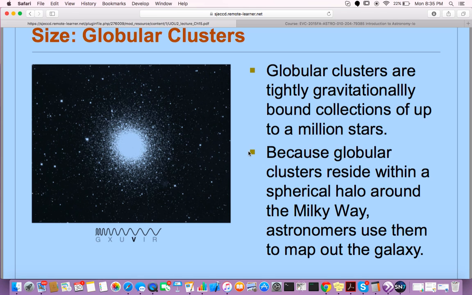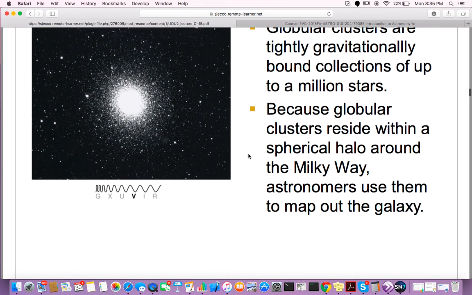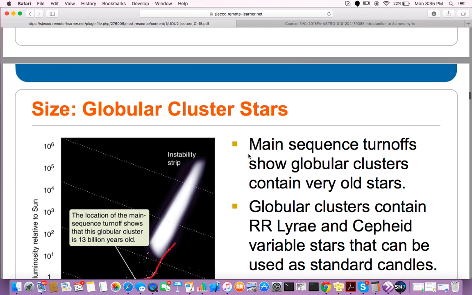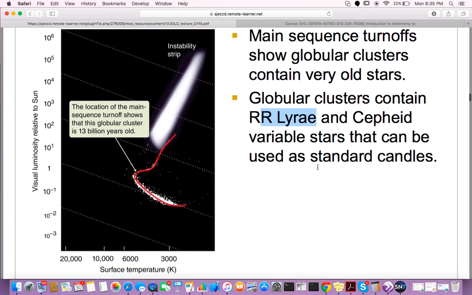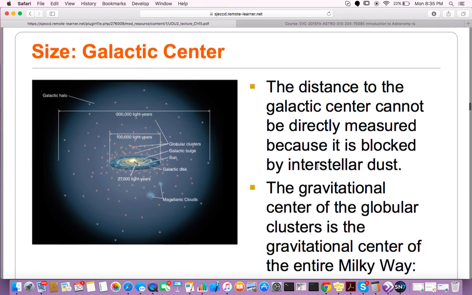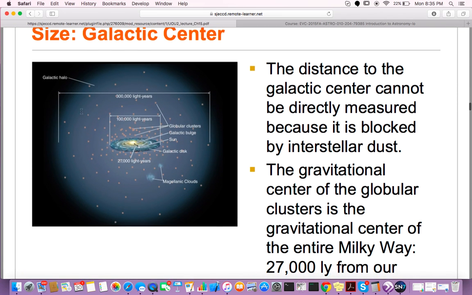And then he used the relation between the periodicity of these RR Lyra stars and their magnitude, their brightness, to establish distances. What he did was pretty much come up with a picture of our galaxy. What he found was globular clusters.